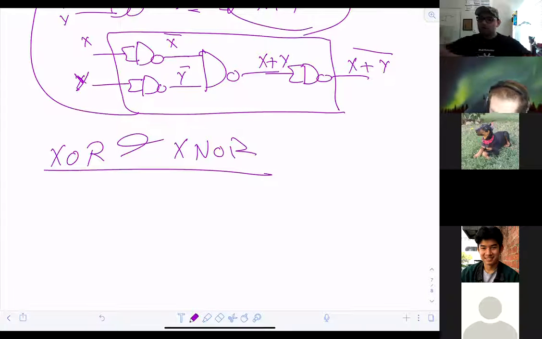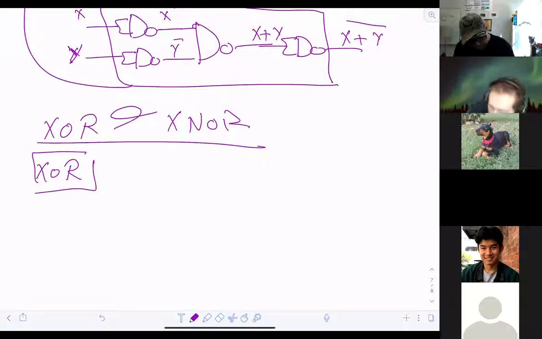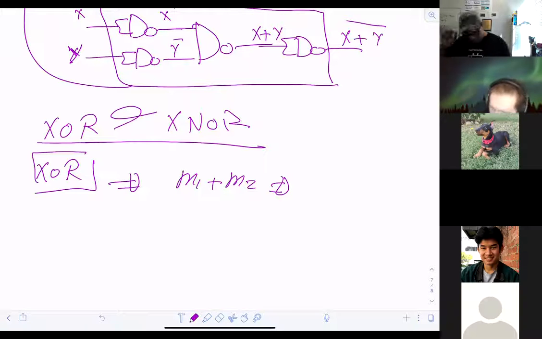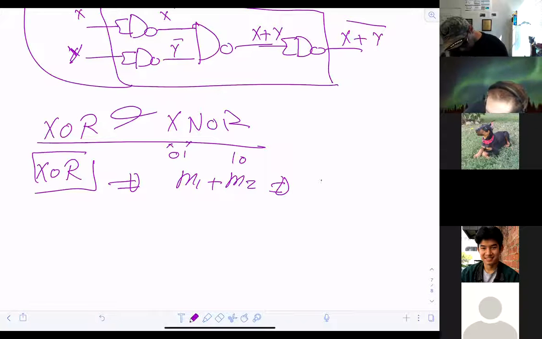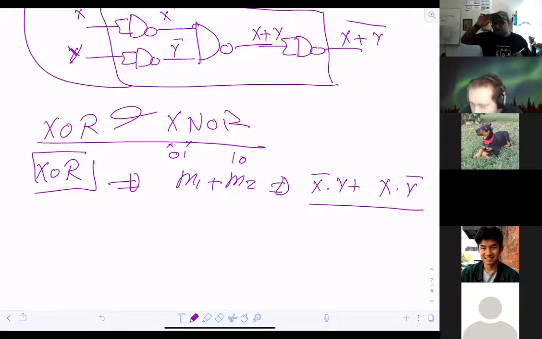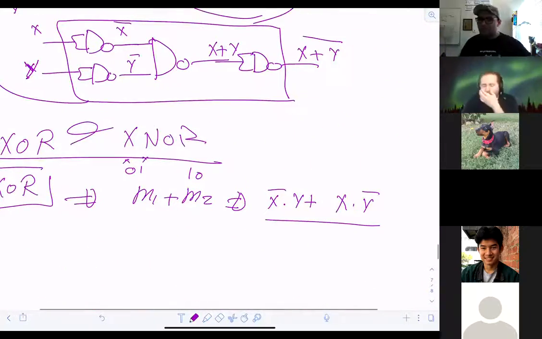Let's look at the XOR. It was looking for the odd ones per state, which is translated in minterm terms to M1 ORed with M2. So if you guys remember, XOR was for us M1 ORed with M2. And M1 means 0, 1, and here is 1, 0, right? And if it's X, Y, that means I'm talking about X complement Y ORed with X, Y complement, right? Now, I know from the previous derivation I made here in front of you what X, what Y, what a NOT is.